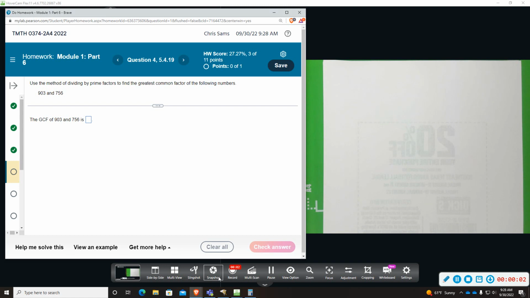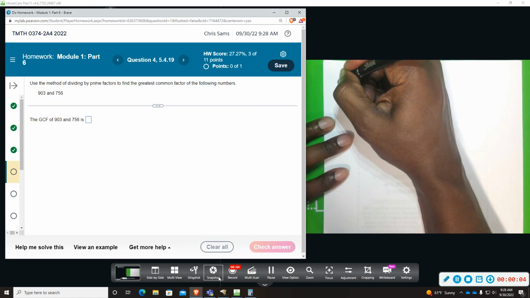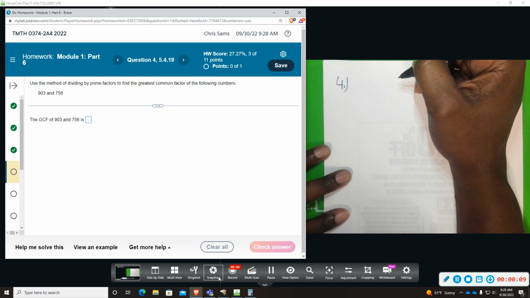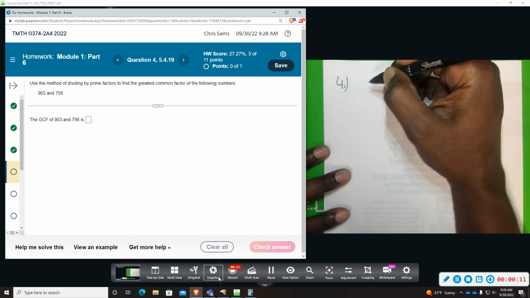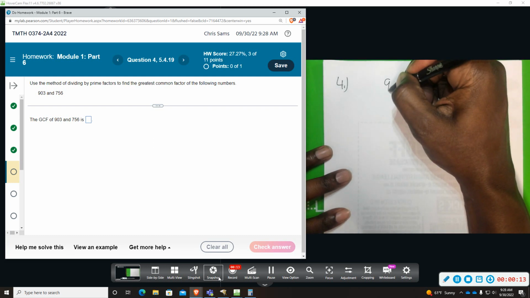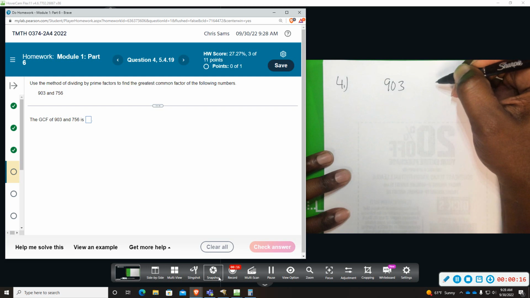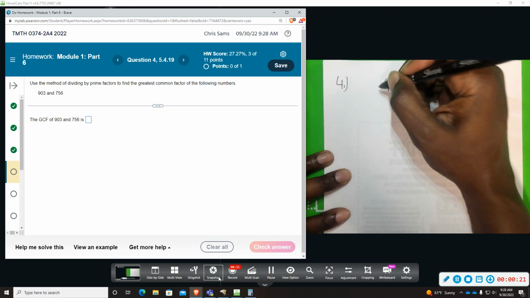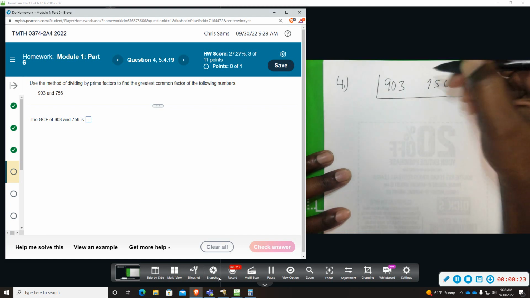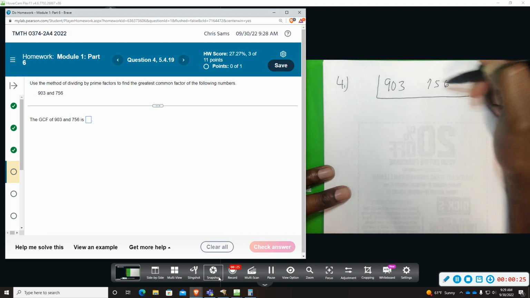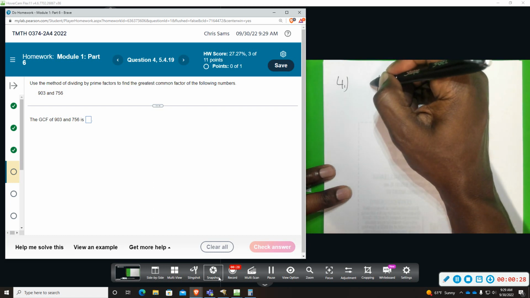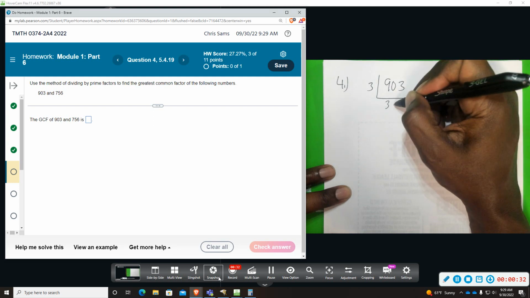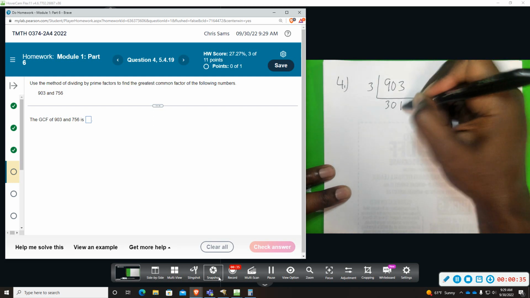All right, number 4. This one wants us to find the greatest common factor again by dividing primes, which again I like that method. So I'm going to do 903 and 756. And then again, just thinking about divisibility rules, I can see that both of these are divisible by 3. And so 3 will go into 9 3 times, into 0 0 times, into 3 1 time.